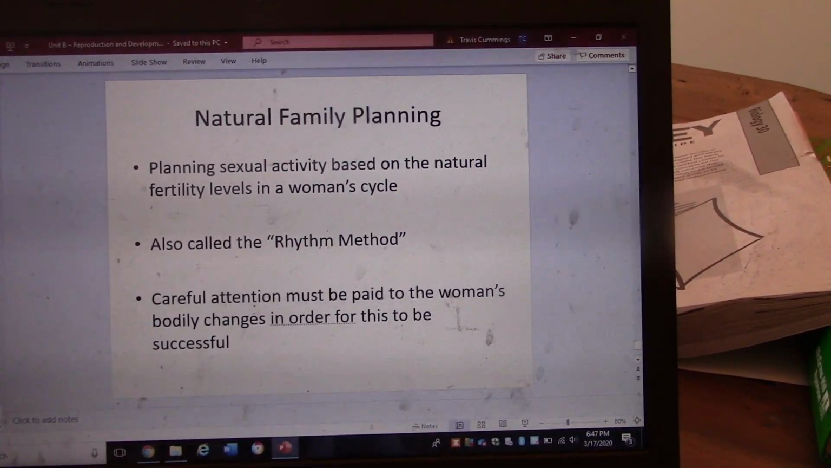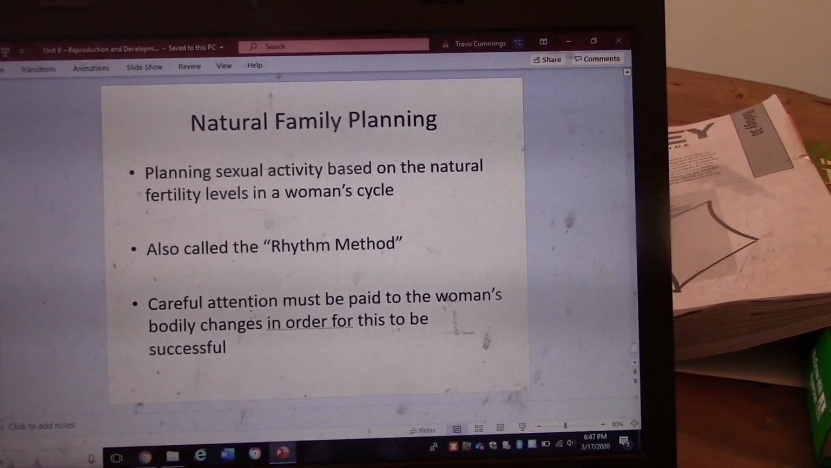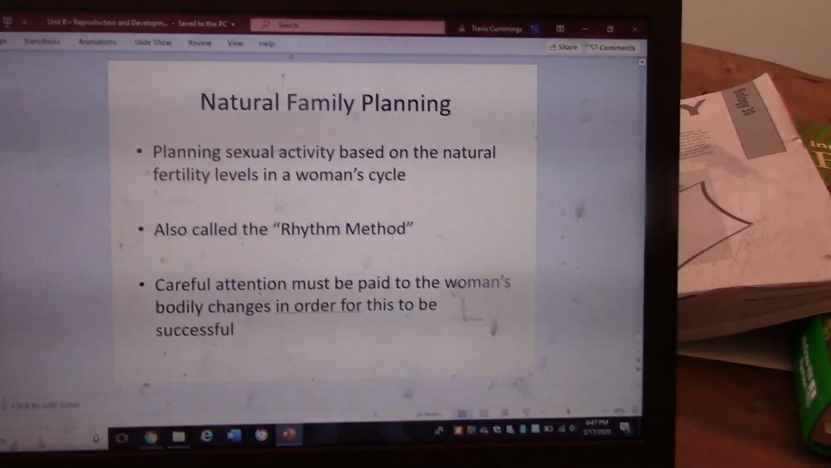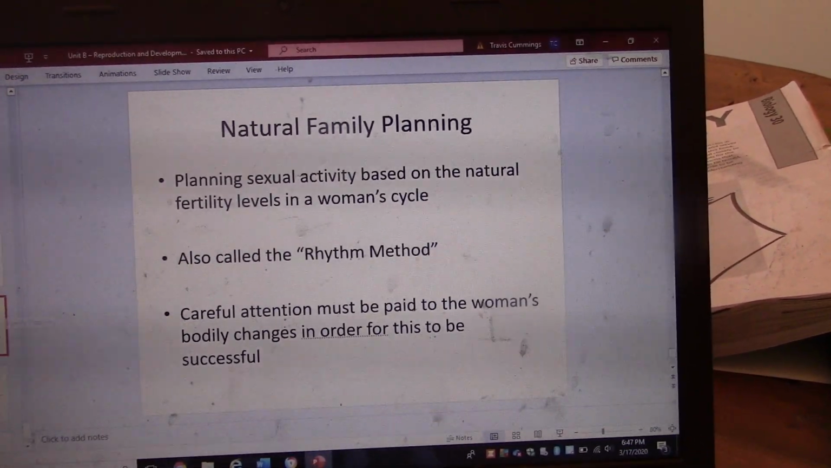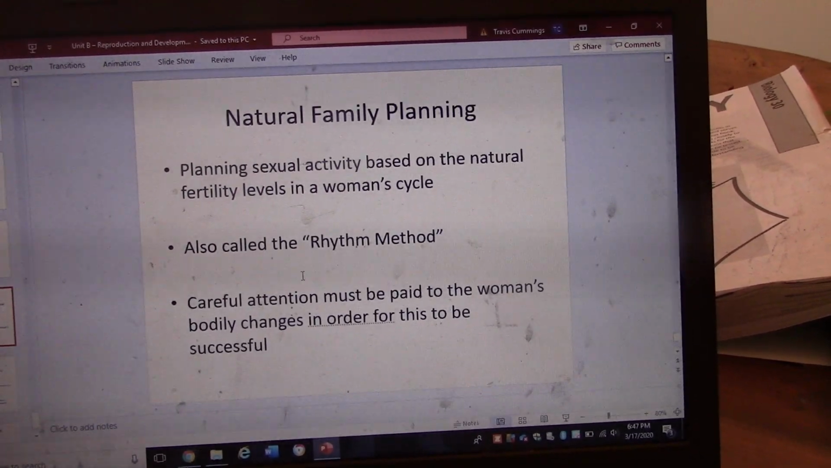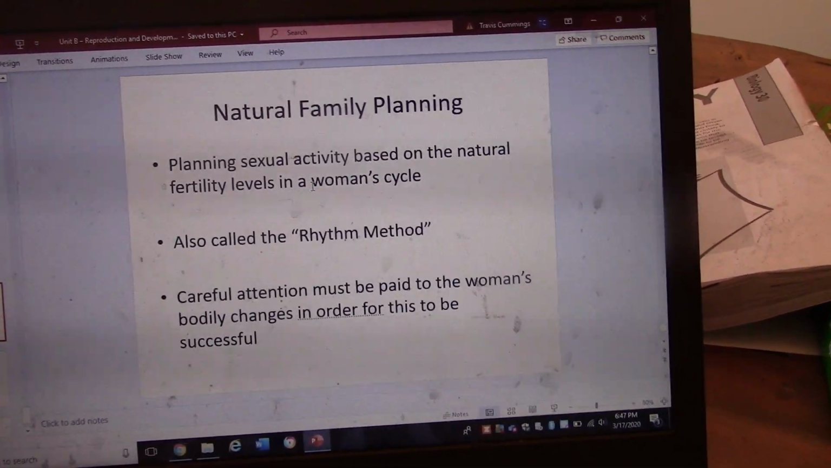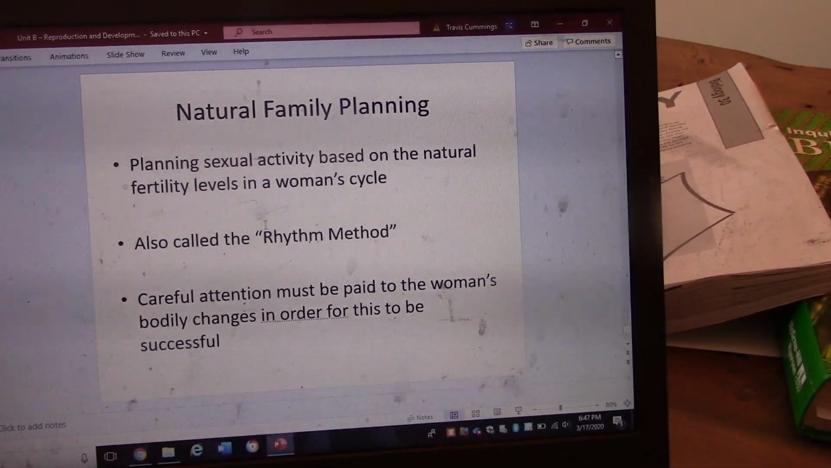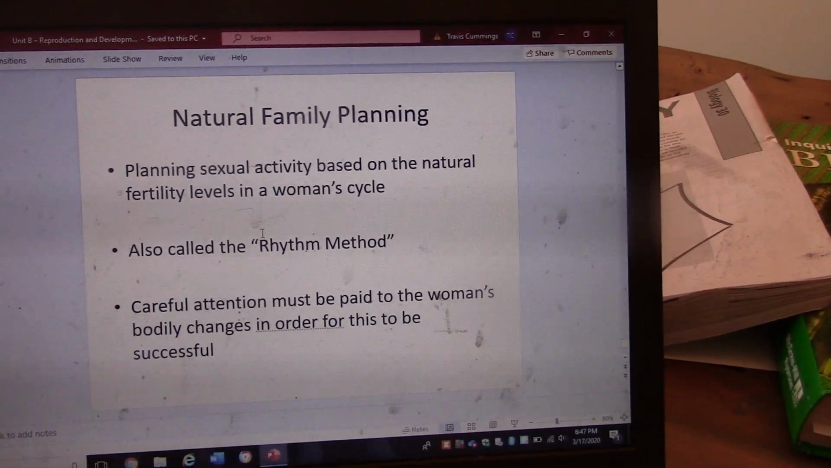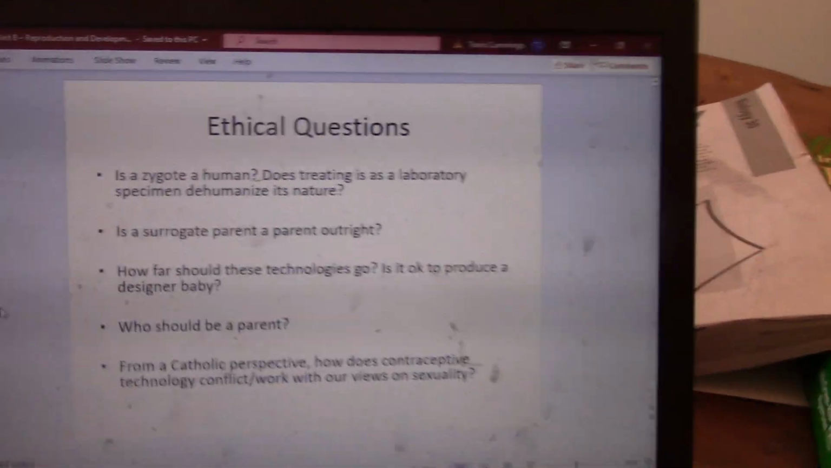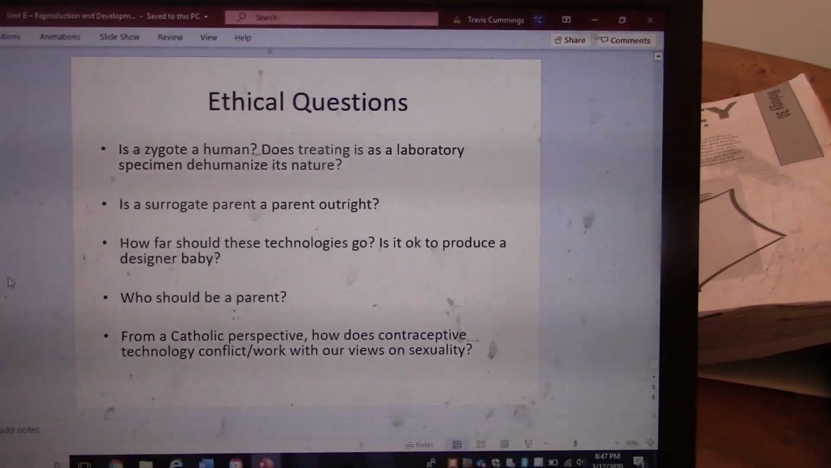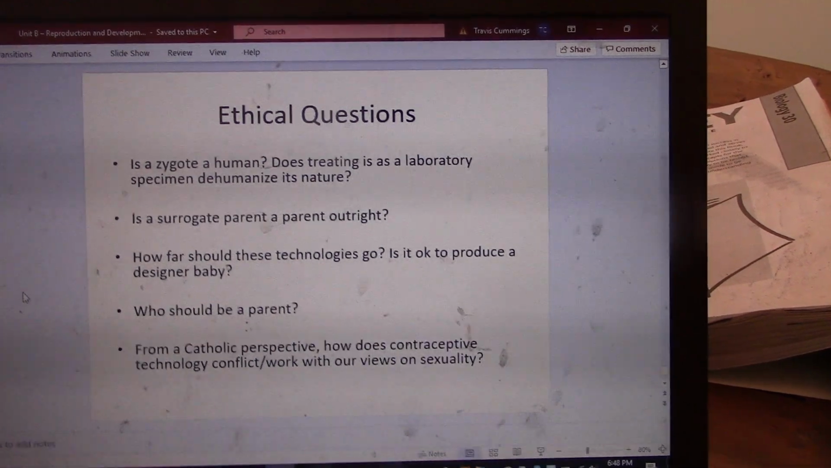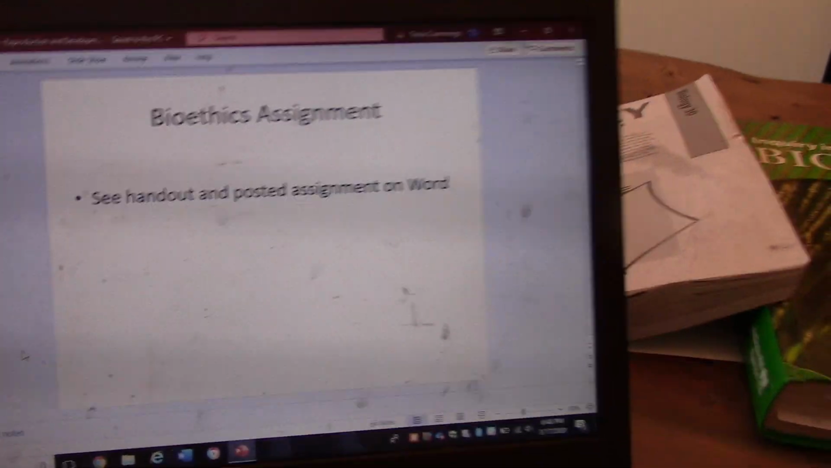So it's effective if the couple is always open to life. Not effective if the goal of intercourse is to not have a kid. So just keep that in mind when you think about things like NFP. Anyway, there's a different goal with that, right? Other than just directly avoiding reproduction. So these are some things you can think about with your bioethics projects. You can look at that in my notes. And there's your bioethics assignment.